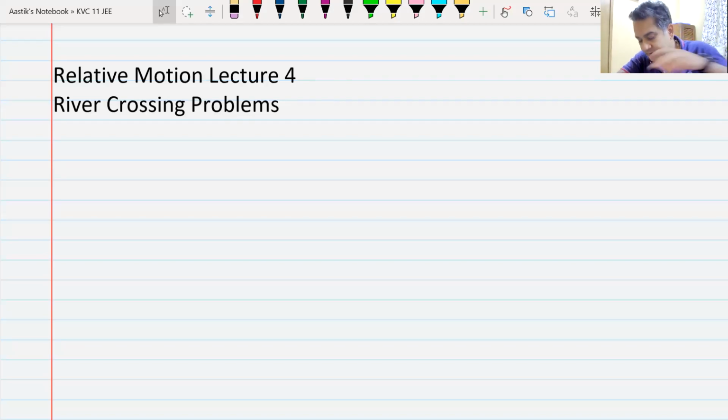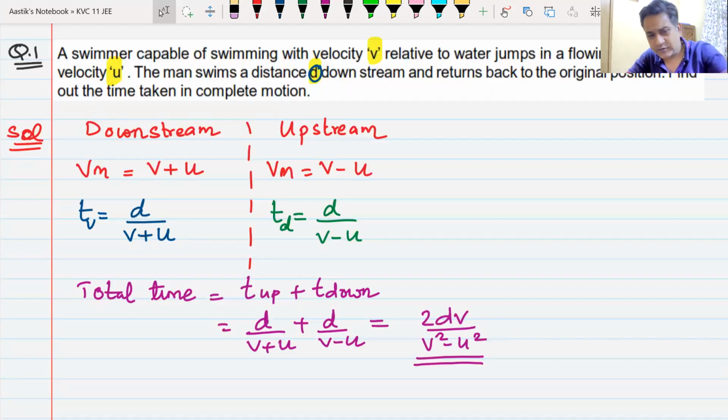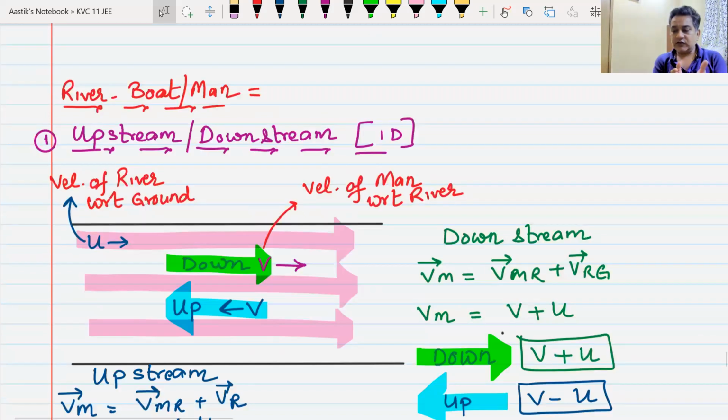So good afternoon, everyone, and today is probably the last lecture for relative motion. We are discussing relative motion in 2D, and in the previous class we had seen the upstream and downstream problem where the man was going upstream or downstream depending on the direction of flow. He was either moving with the direction of river flow, we call it downstream, or he was swimming against the direction of river flow, we call it upstream. Now upstream downstream questions are done.